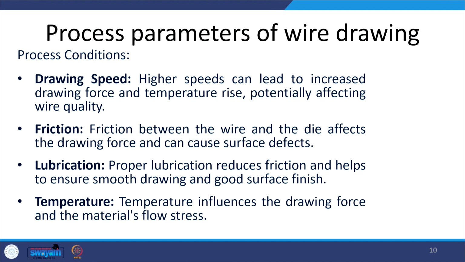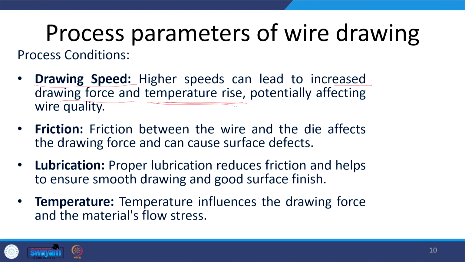Now, at what speed the wire drawing process is being carried out. A higher wire drawing speed can lead to an increased drawing force requirement, because the material tends to behave more like a brittle material, with higher strength and lower ductility, when it is subjected to deformation at a higher rate due to the higher drawing speed. It also increases the temperature during wire drawing, potentially affecting the quality of the wire that will be produced.